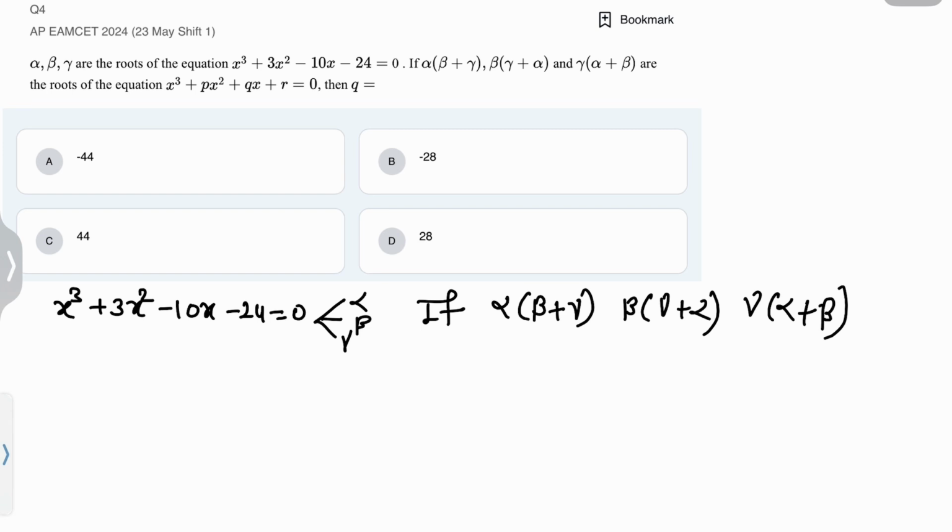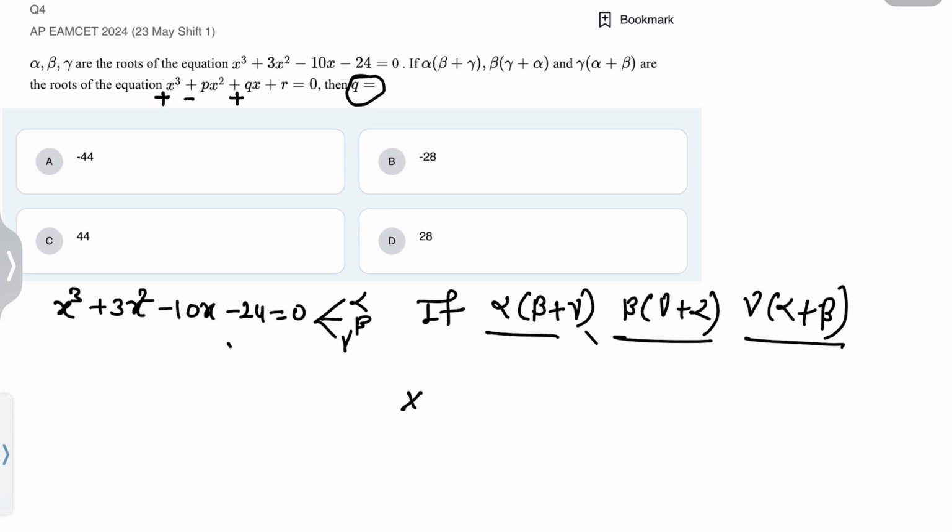In that case you can find q. Q is the sum of the two-at-a-time products of the roots. Two products of roots means, for example, with roots alpha, beta, gamma, the two-products are represented like alpha with beta and so on. But here the roots are these ones, so their pairwise product is equal to q, and you only need to find q. So let's start with the product of these roots.